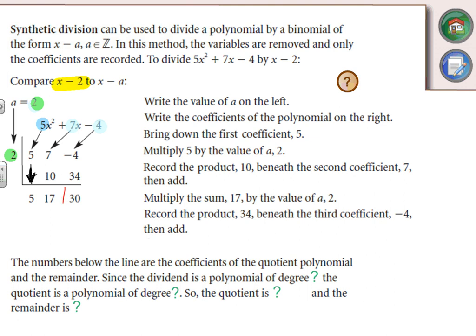This last one here is your remainder. And I know that it went from x squared down to 1 less degree. So this is going to be a 5x plus a 17 with a remainder of 30.